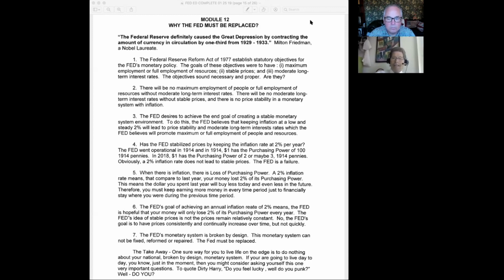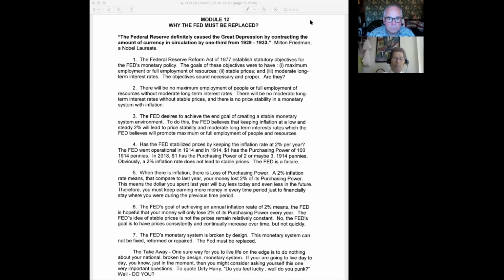Anyway, you're not going to maintain maximum employment of resources and people without moderate long-term interest rates, and you're not going to have moderate long-term interest rates without stable prices. But you can't have stable prices with constant inflation. The Fed targets inflation. They're happy and screaming yippee if they get 2%. Well, inflation is a term that's out there. 2% sounds pretty de minimis. Who cares?